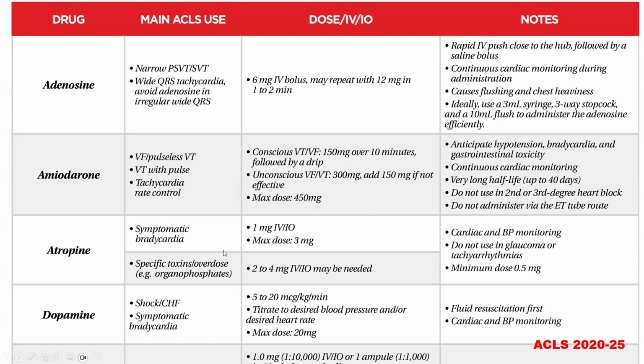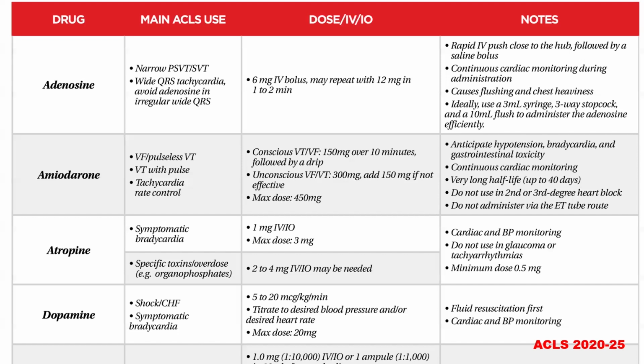Second is amiodarone. Usage: ventricular fibrillation, pulseless VTAC, and VTAC with pulse, tachycardia rate control. In conscious VTAC, 150 milligram over 10 minutes followed by a drip. In an unconscious patient with fibrillation, 300 milligram push, then add 150 milligram. If not effective, the maximum dose is 450 milligram. Anticipate hypotension, bradycardia, and gastrointestinal toxicity. Do not use in second or third degree heart block. Do not administer via endotracheal tube route.